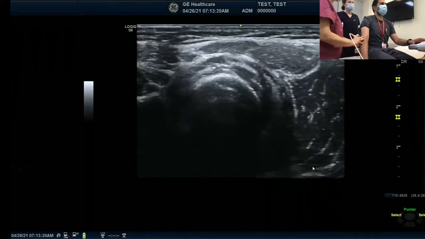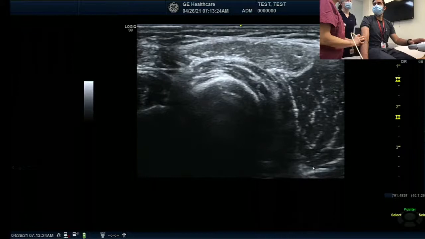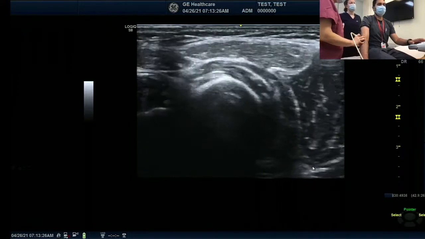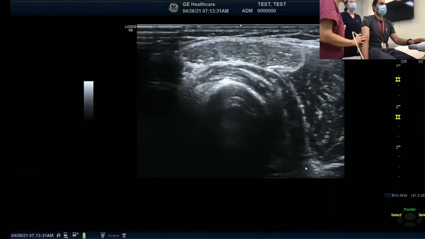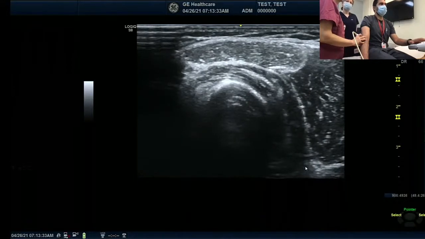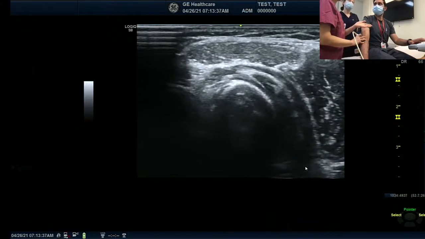And still, this is not the posterior interosseous nerve. This is the branch of the radial nerve. Then when it exits the supinator, it becomes the PIN. Some books say this is the PIN, but mostly the PIN is after the radial nerve exits the supinator.